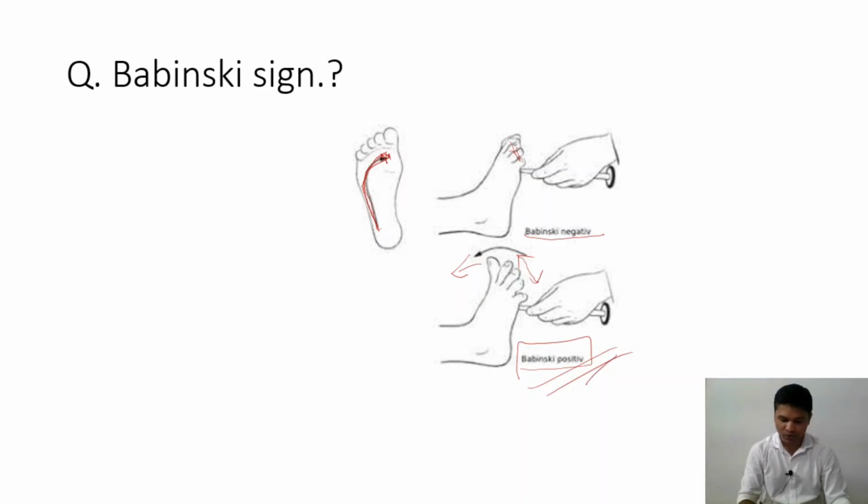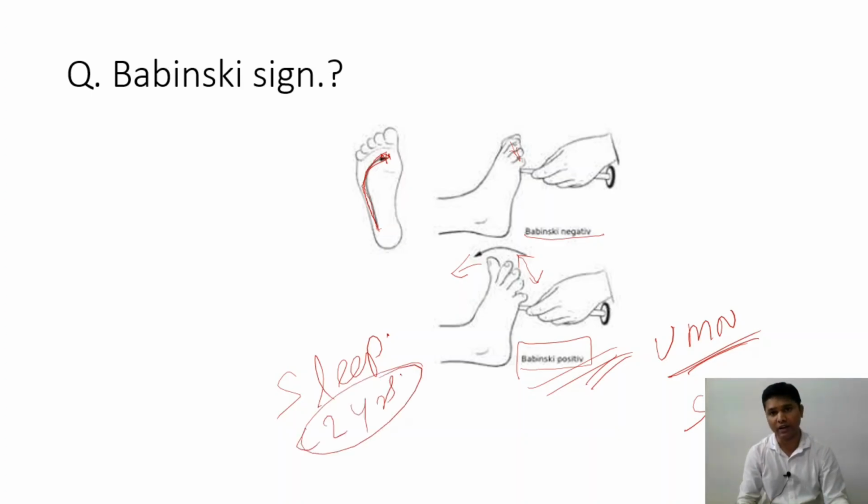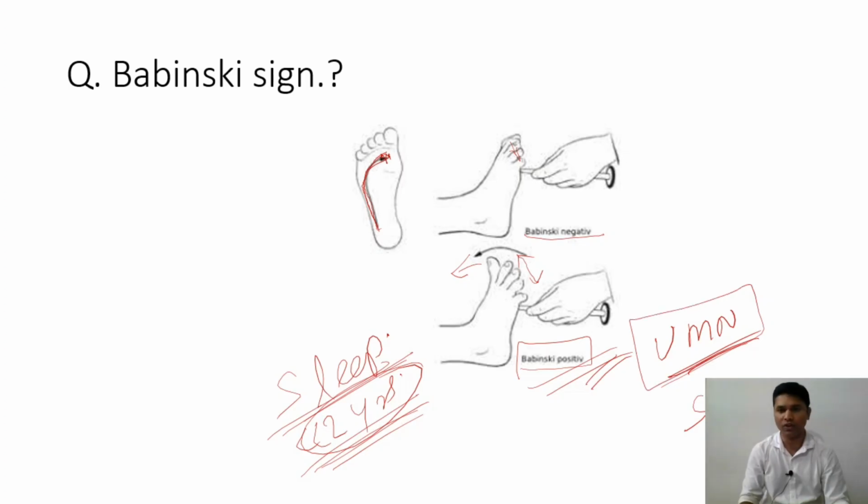Babinski sign is positive in upper motor neuron lesion, in the pathological condition. And in the physiological condition you may get it in sleep and in children less than 2 years, because myelination is not completed at that point of time. So you may get a positive sign normally also in case of deep sleep, and in children below 2 years of age, and in the pathological condition, upper motor neuron lesion.